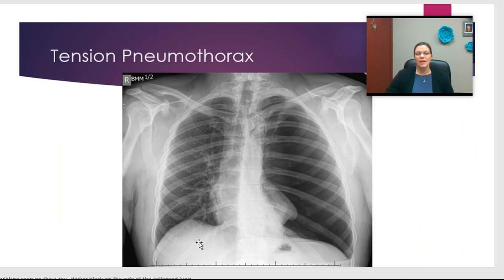This x-ray demonstrates tension pneumothorax. So the lung is collapsed. There is no vasculature seen on the x-ray. This is the side with the collapsed lung, okay? See, there's no blood vessels there. This is just airspace. This lung is not inflated. Probably going to see a tracheal deviation in this patient.